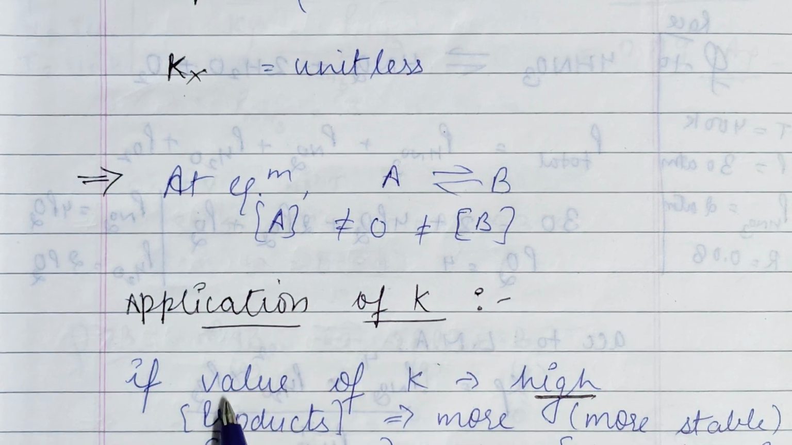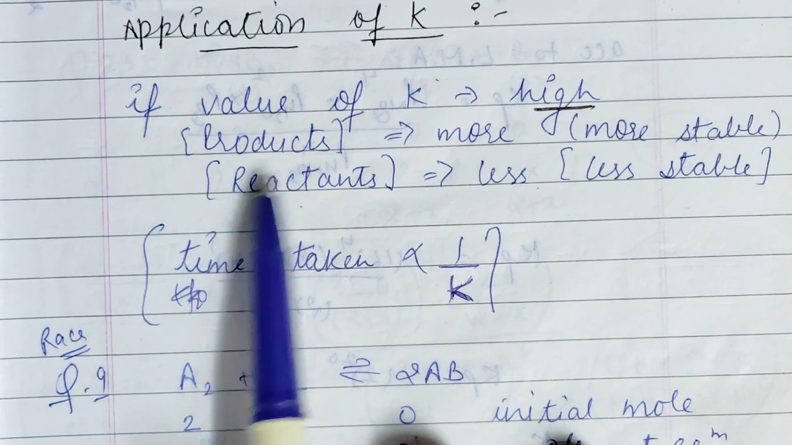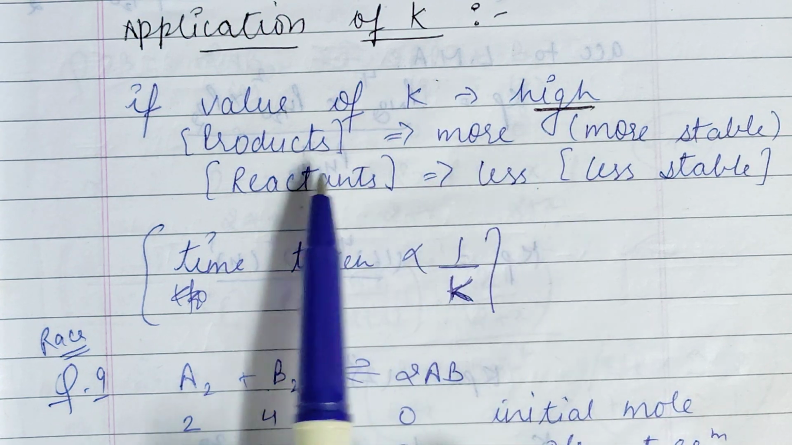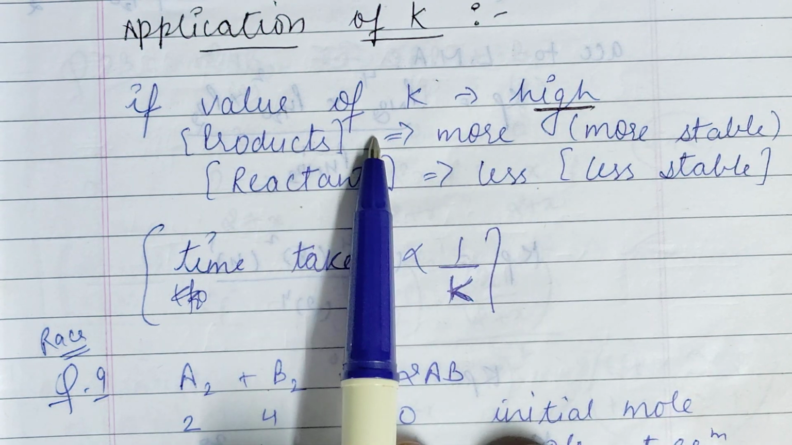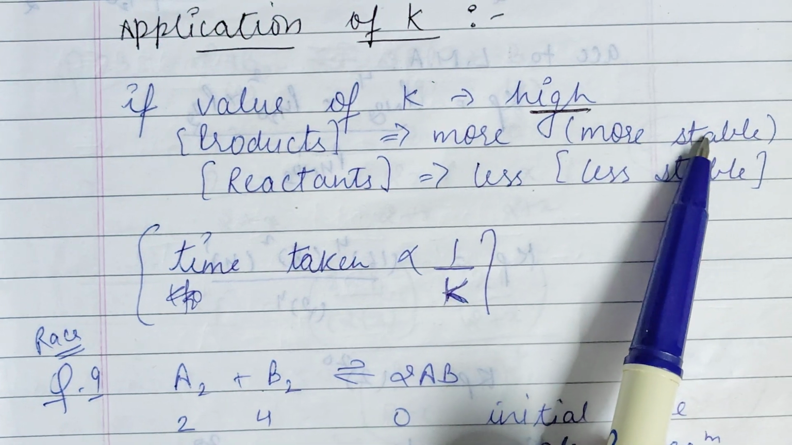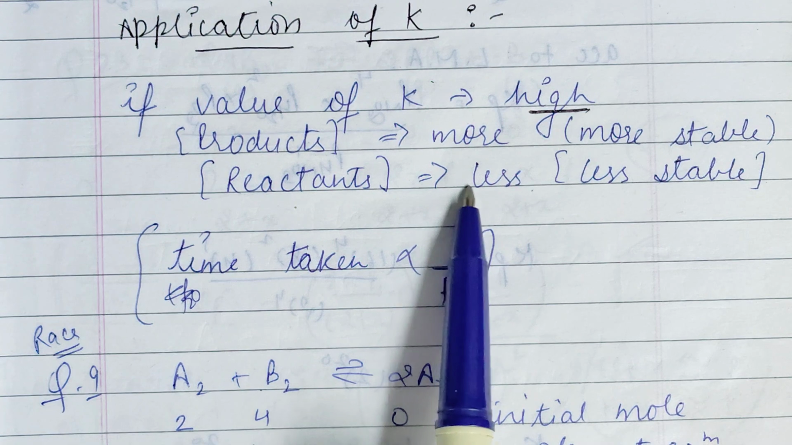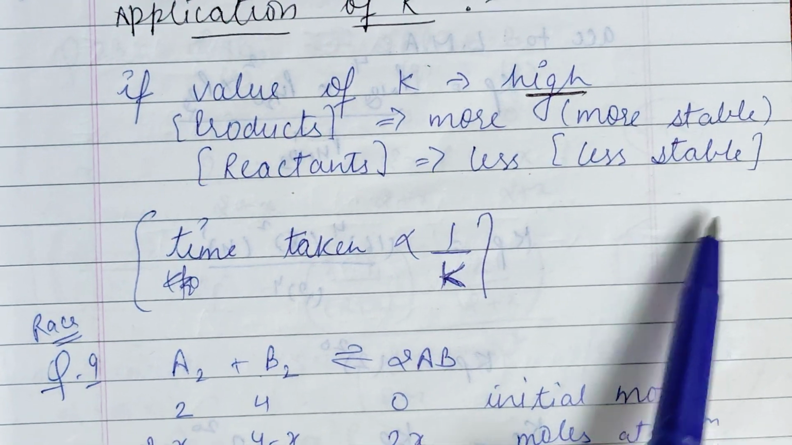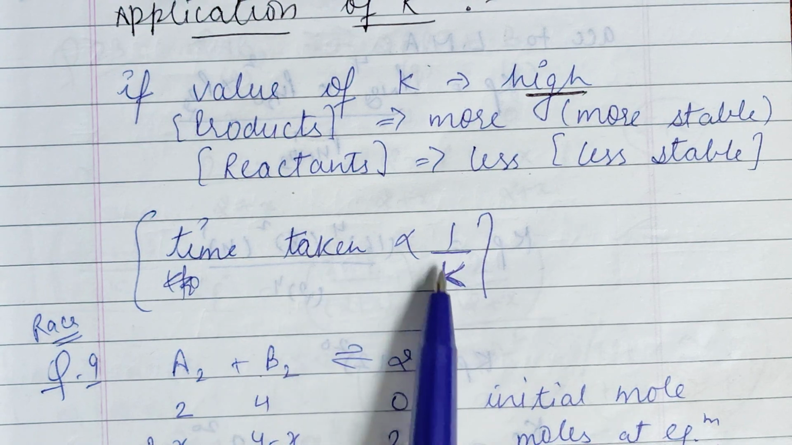Application of K. If the value of K increases to high, then products will be more and more stable, and reactants become less, so less stable. So time taken is proportional to 1 upon K.